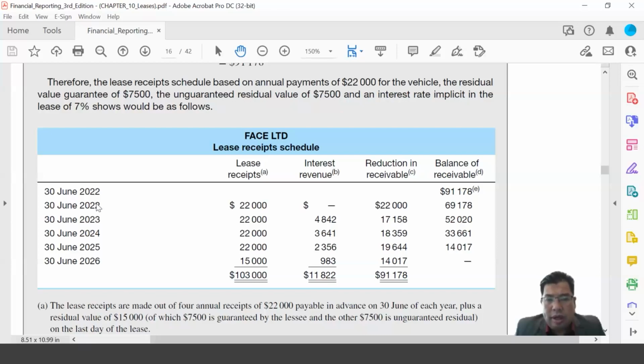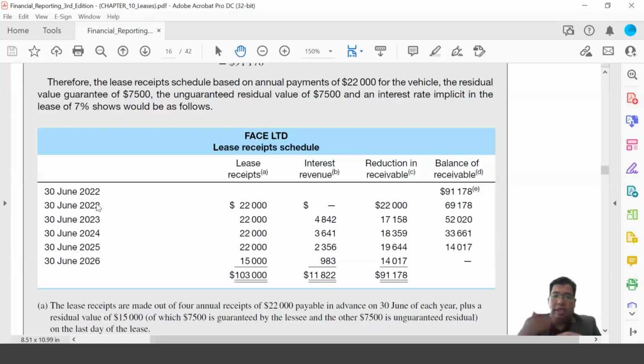So 22,000. Now you need to break down this 22,000 into components: the interest revenue component, and the second is a reduction in receivable component. So 69,178 multiplied by 7%, you get 4,842. So this is the interest revenue. This amount 4,842 will go to your income statement, and 17,158 will be deducted from your receivable balance. So that's why your receivable balance is 52,020, and this continues until the end of the contract.